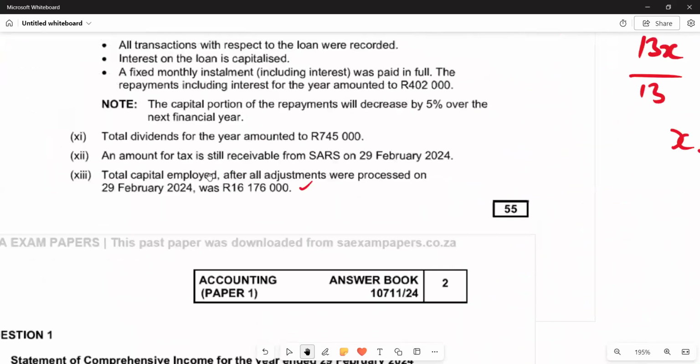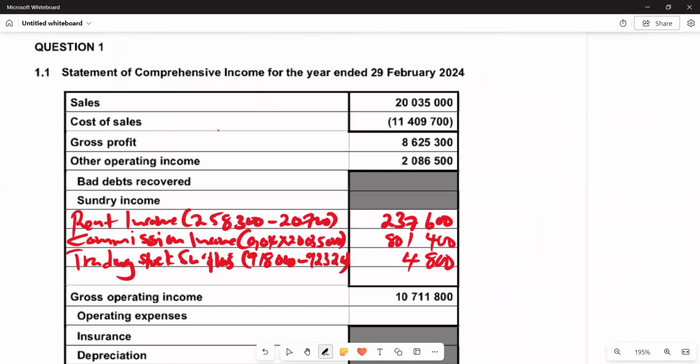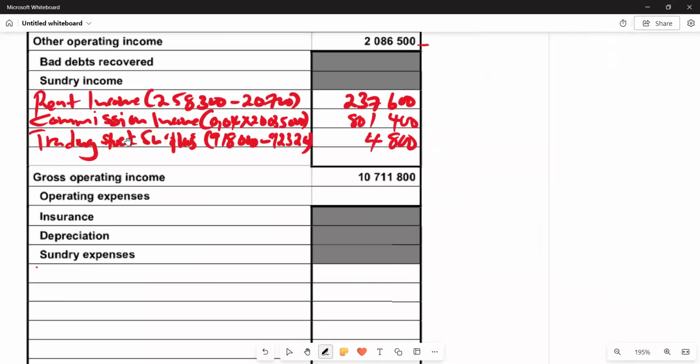Then we can go there and try to see, but the figure for other operating income is already entered because we were supposed to add whatever we're having in this box so that we get this total. But it's pre-entered, so we're going to leave that. And even the gross operating income figure is pre-entered, so we are just going to leave it. Then we go to the operating expenses section. The insurance, we are not going to enter it. Depreciation, we are not going to enter it. Shaded. So when it's shaded, it means we are not going to enter those figures.